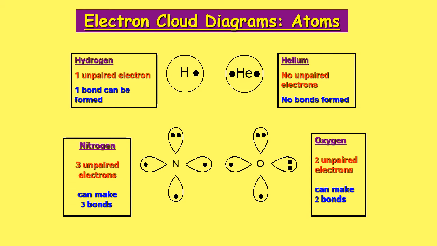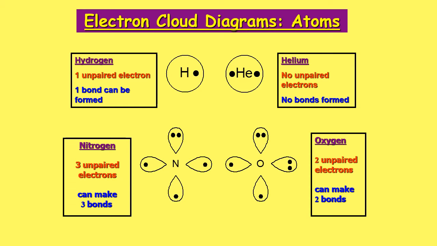So for example, nitrogen. Nitrogen has 5 electrons in its outer shell. So we start at the lobe or the loop at the top, we put 1 electron, then we move clockwise, we put 1 electron, clockwise, so we're now at the bottom, put 1 electron, and then we move clockwise again, we put 1 electron, we put 4 in. Now we're back at the top and we put in our 5th electron. And then we look at our diagram.